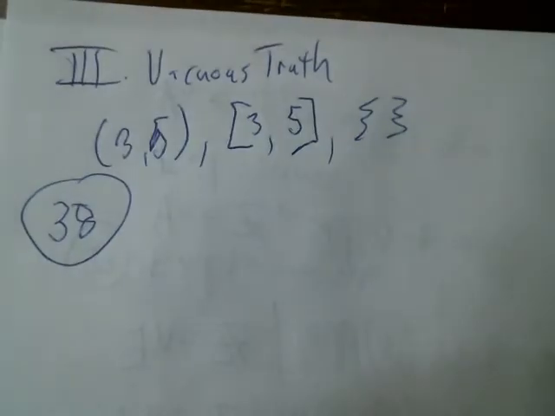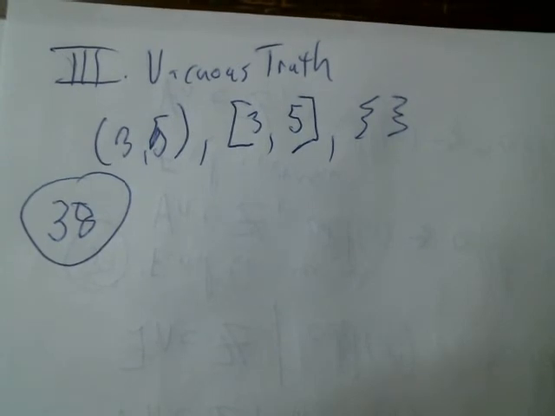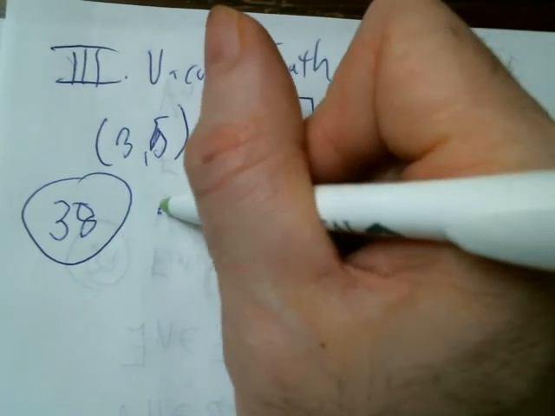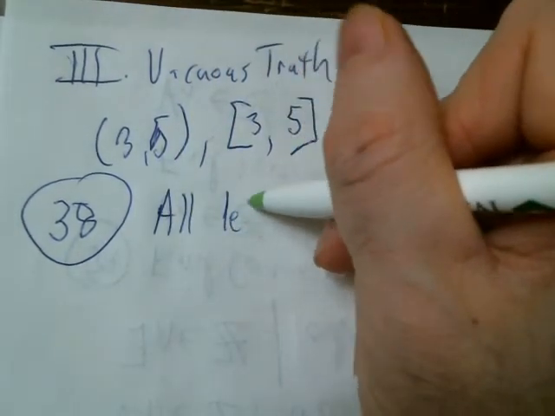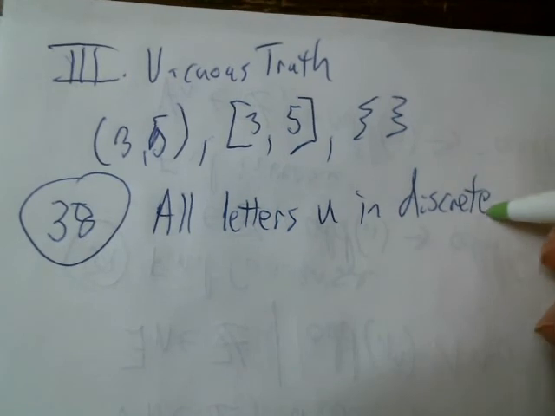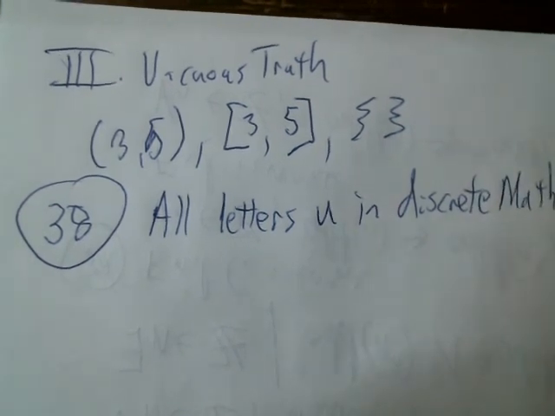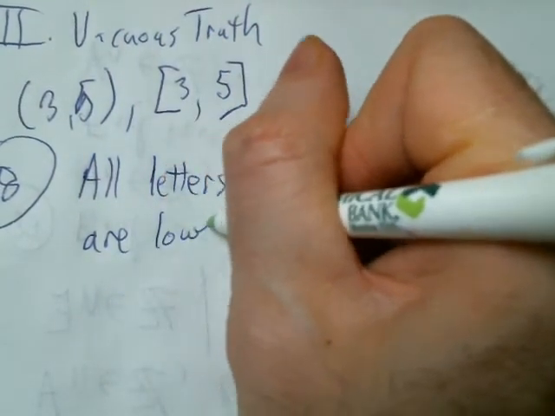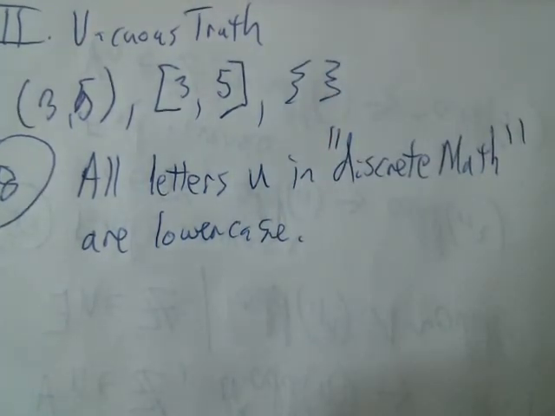So a good example here, problem 38. Is this true or false? All occurrences of the letter U in the words discrete mathematics are lowercase. Okay? So what did they just say? All letters U in the phrase discrete mathematics, I'll just abbreviate discrete math, are lowercase. So the deal is there are no letter U's in that phrase discrete math. Okay, so they'll say it's vacuously true.